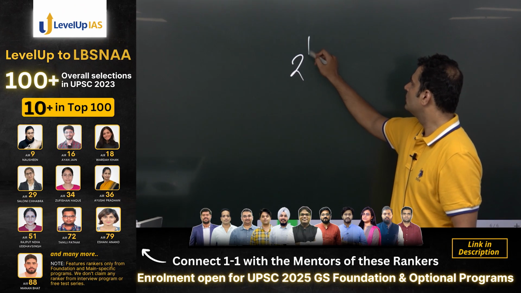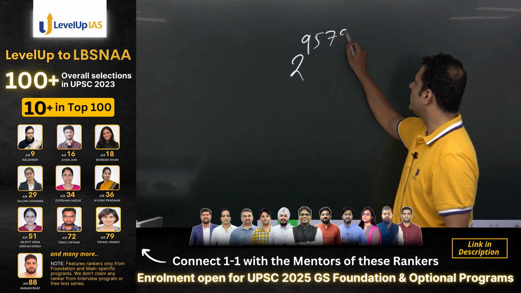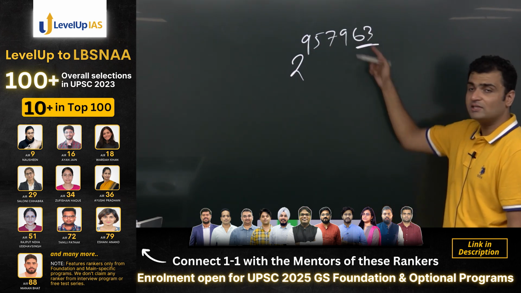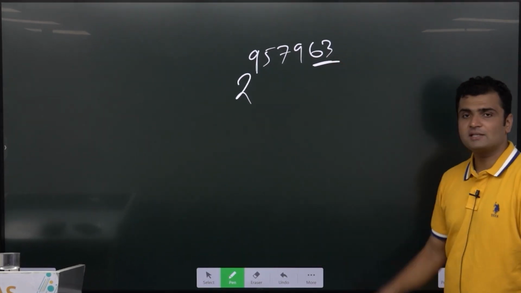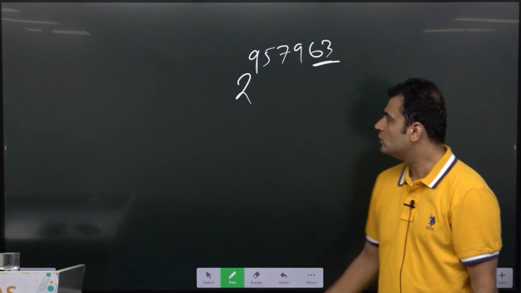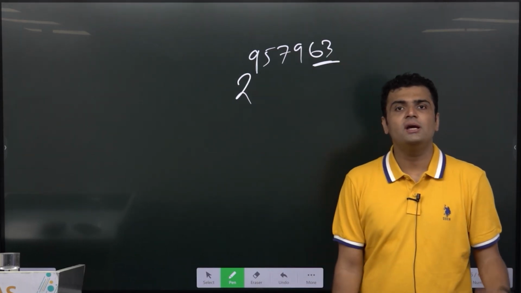2 raised to 957,963. If you divide this by 4, you just have to divide 63 by 4. 63 को 4 से डिवाइड करोगे, remainder is 3. 60 is 15 4s are 60. 60 plus 3. So 3 remainder. So units place would be 8.